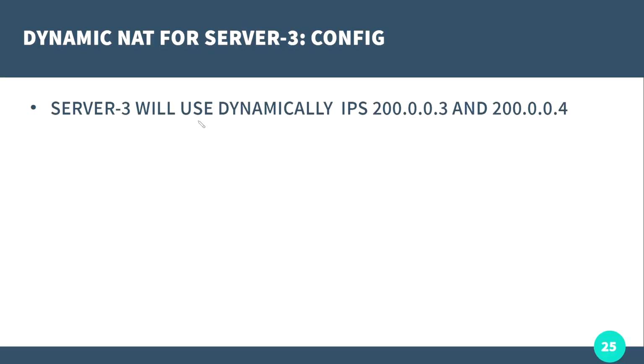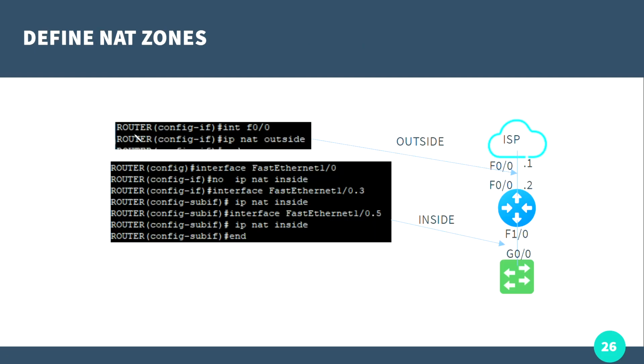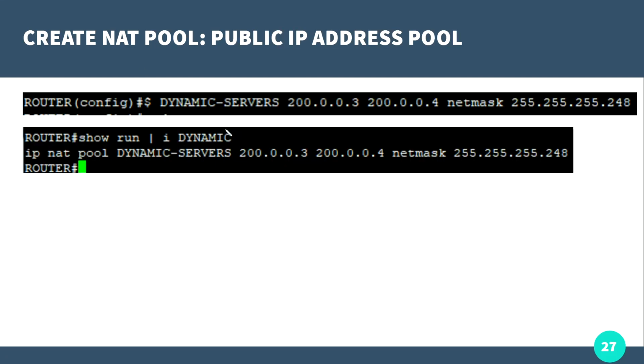Then we see dynamic NAT. Server 2 will use the termination 3 and termination 4 addresses. We have to define the NAT zones. We first have to create our public IP address pool. In this case, I cannot see all the configuration here, so I displayed it here. We create our NAT pool called dynamic servers, and our pool will have two IP addresses, 0.3 and 0.4, with the mask that the service provider gave us.